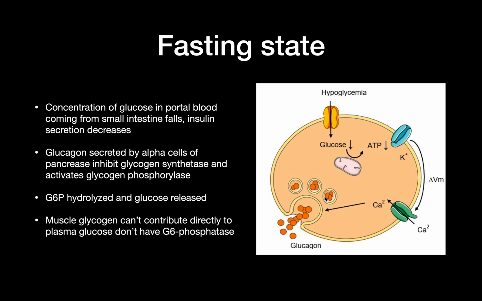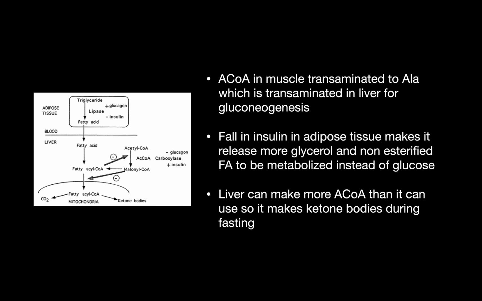So the glucose 6-phosphate is hydrolyzed and then glucose is released. The muscle glycogen can't contribute directly to plasma glucose because it doesn't have the glucose 6-phosphatase. The muscle is quite selfish. It only makes the amino acids and proteins for itself, and it only catabolizes those products for muscle use only. So the acetyl-coenzyme A in the muscle is transaminated to alanine, which is transaminated in the liver for gluconeogenesis.